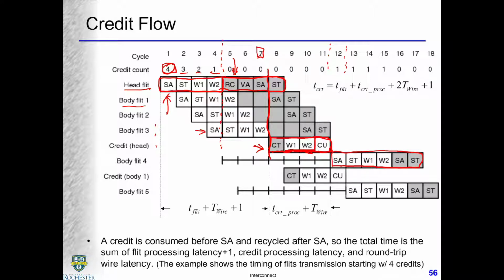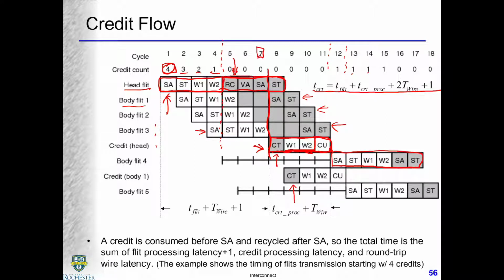And this is an ongoing thing. You can see that as these body flits also leave the downstream neighbor, they will create corresponding credits. This is corresponding to the head flit. This is corresponding to body flit 1, and so on and so forth. Okay, so a credit takes this amount of time to get there. Okay, it's the entire flit.